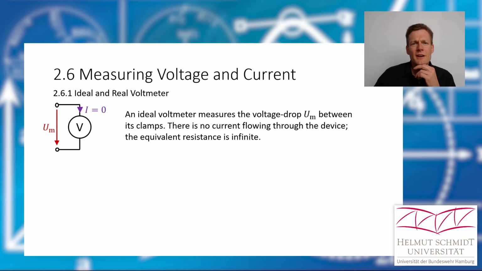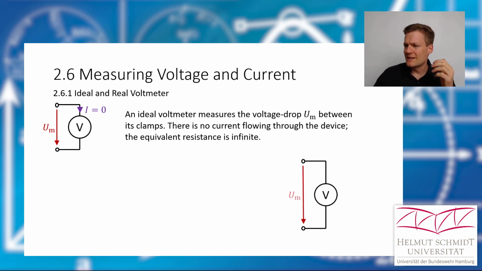Okay, and now let's think about a real voltmeter. So we said if we had an ideal instrument, then no current would flow through it. But a real voltmeter has a current flowing through it. And how could we model it? It's quite easy. We just add a resistor in parallel.